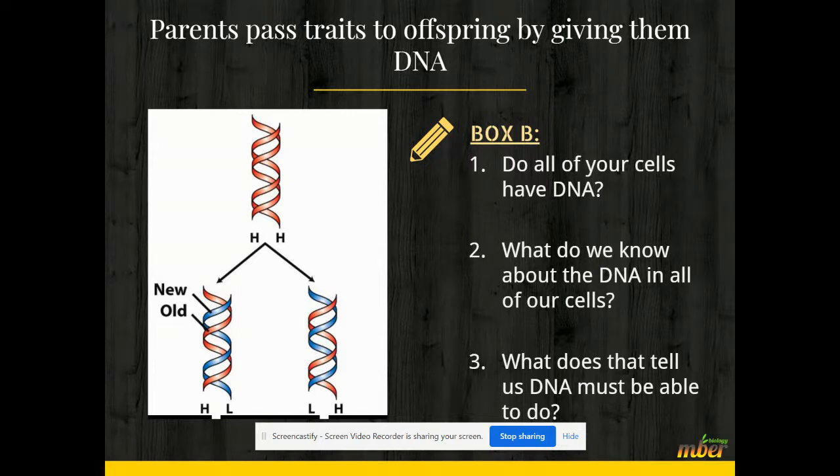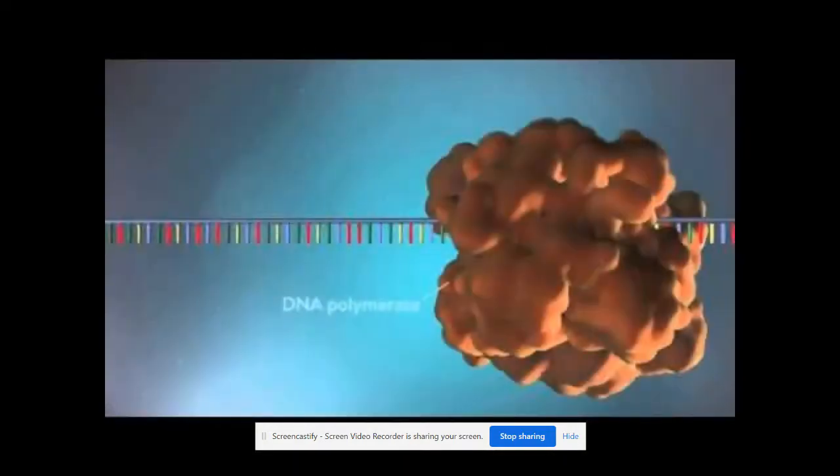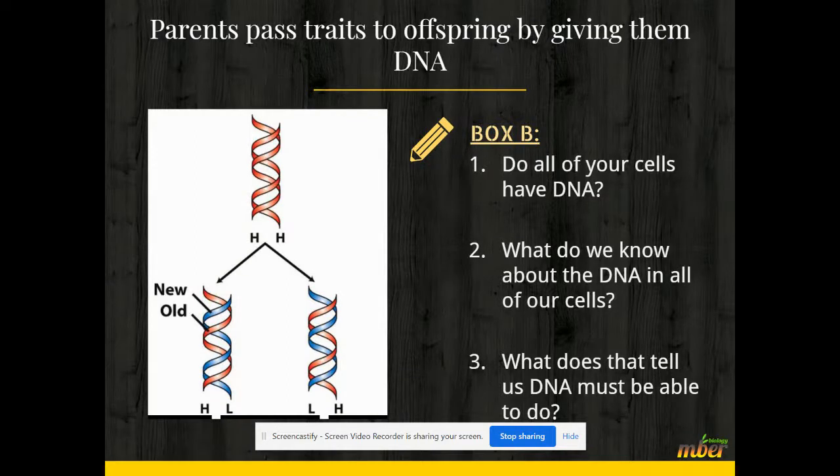Parents pass traits to offspring by giving them DNA. Do all of your cells have DNA? What do you think? Yes or no? What do we know about DNA in all of our cells? So write down what you know. What do you know about that? And what does that tell us DNA must be able to do?